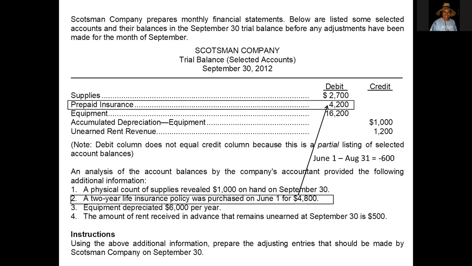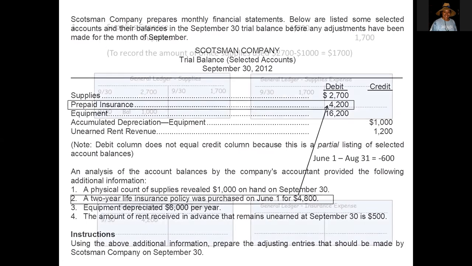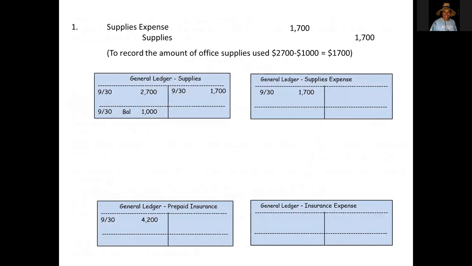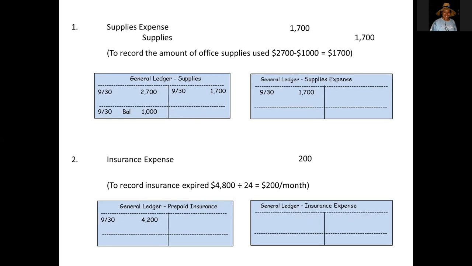So going into September 1 is the fourth month. So we need to make an accrual entry to record the fourth month of the insurance expense that expired during the month of September. So you look at the insurance account, and that's a $4,200 balance. How much expired? As I said, it's $200 a month. So you need to record a debit to expense of 200 and a credit to the prepaid insurance account of 200. That will give you a correct ending balance of $4,000 at the end of September.